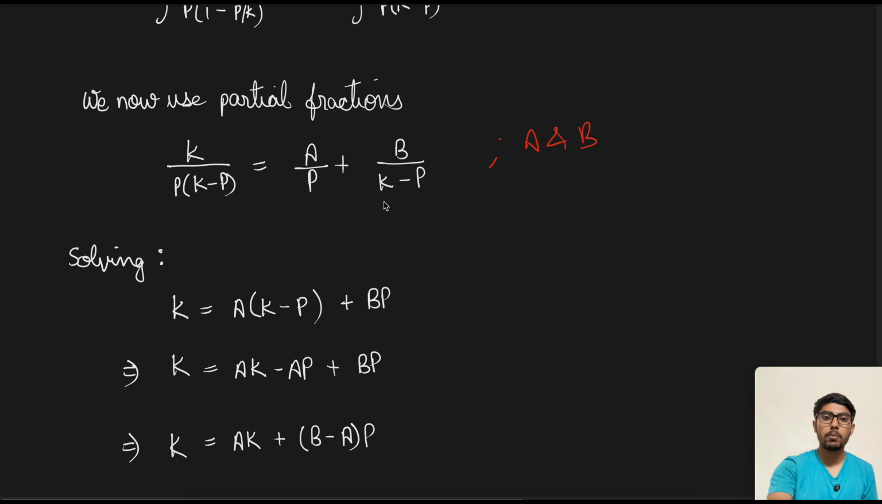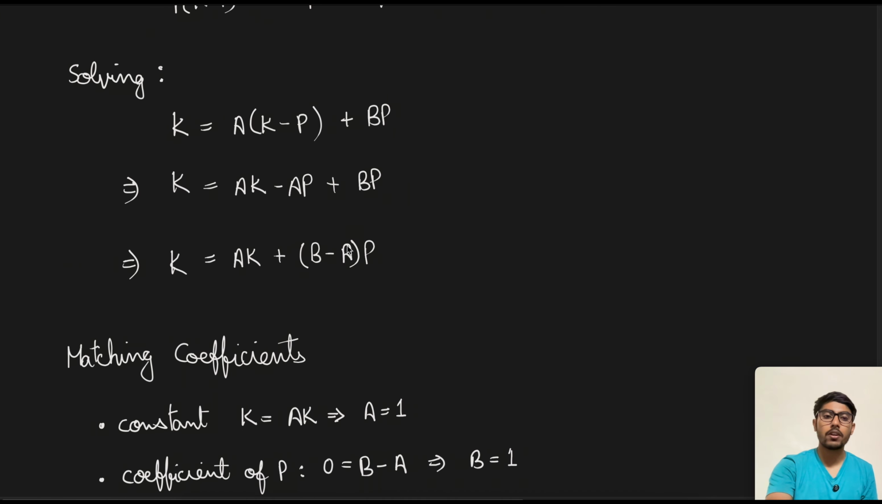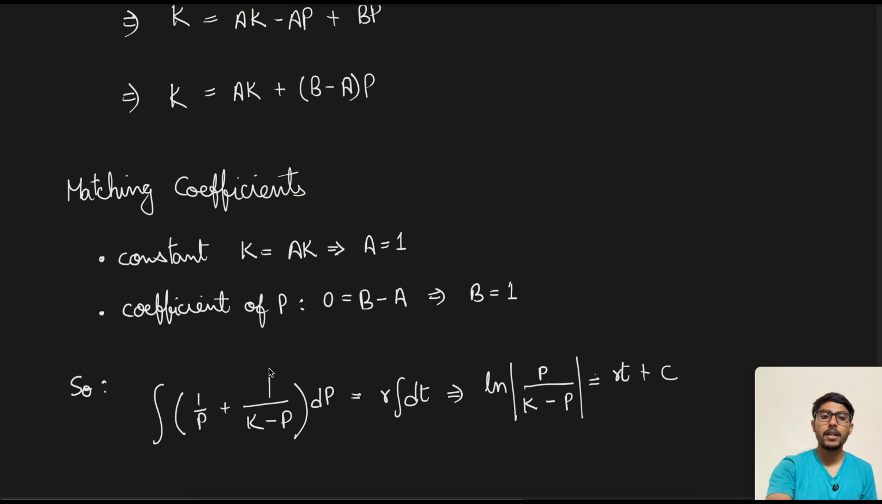right? So if we go above, we see there is B here, right? So we mark B as 1 and then integrate it with respect to dp. So integral of r dt on the other hand, we will get ln, log base e of absolute value p by k minus p equals rt plus c, where c is the constant.